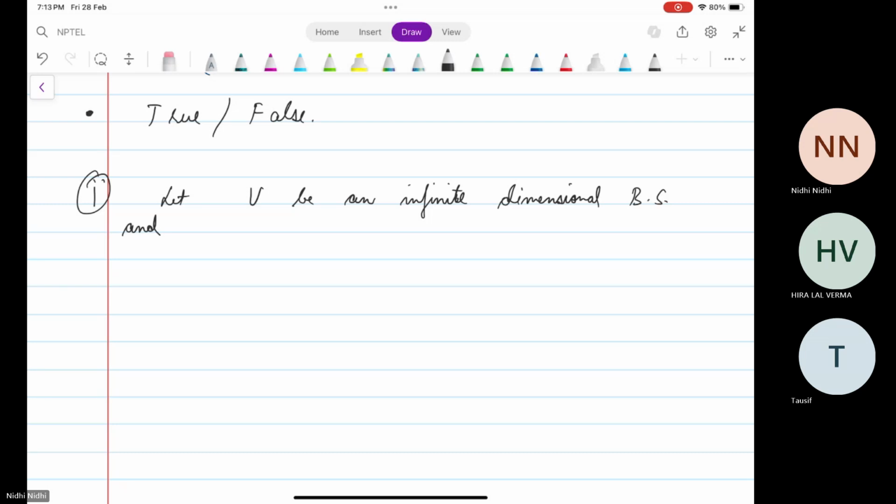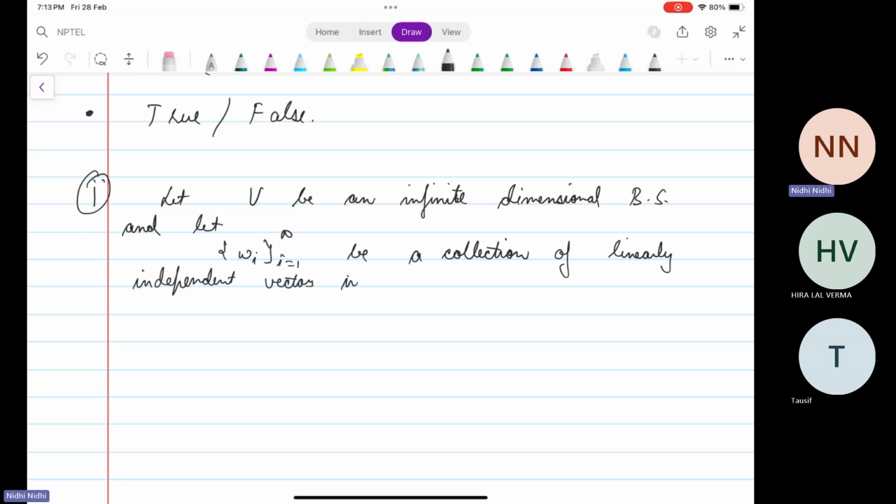And let Wi, i from 1 to infinity, be a collection of linearly independent vectors in V. The subspace W, which is equal to span of W1, W2, and so on, is closed in V.